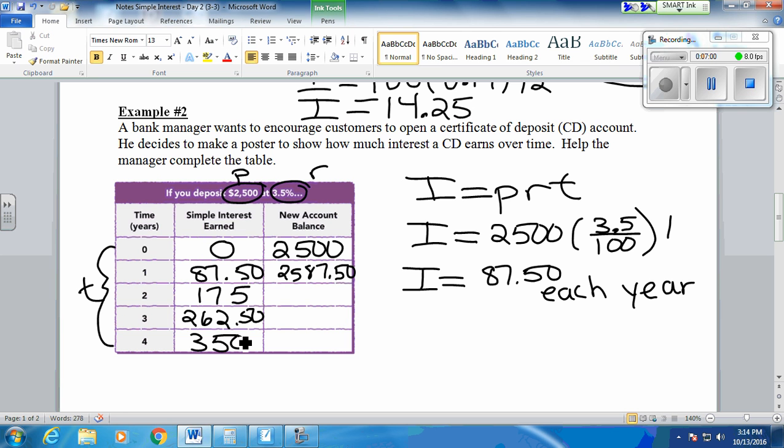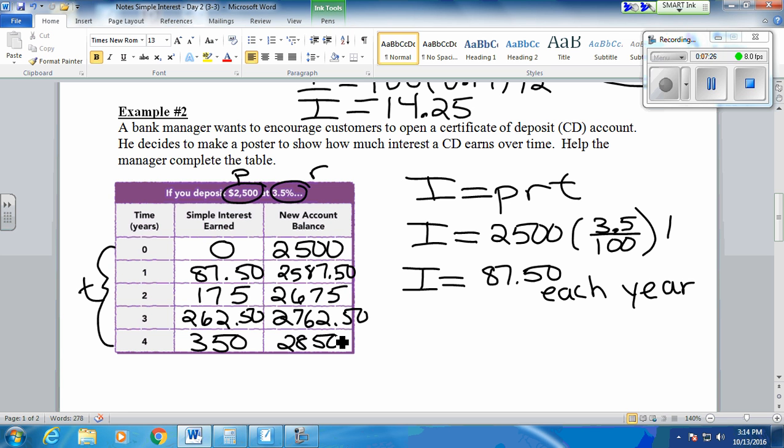So when you take this 175, you're not going to add it on to the 2,587. You're going to add it on to your original balance. So you're now going to get 2,675. Then I would have 2,600. Wow, I'm really on fire. 2,762.50, and then 2,850.